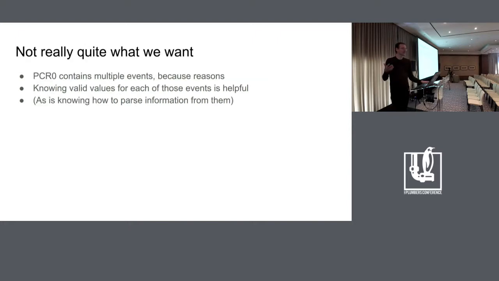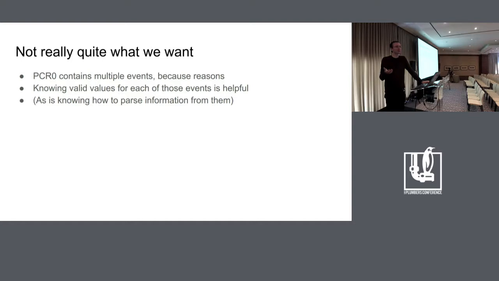However, as I said, PCR0 itself actually contains multiple events. And ideally, we want to be able to look at individual events rather than just the final value, both because it's informative. For instance, one of the events is supposed to be the firmware version, so having a cryptographically verifiable way of saying, okay, this platform is running this version of the firmware is useful. You can end up in situations where, depending on chipset revision, the PCR0 value may be different. And if you're able to see all the individual values, then you can figure that out and handle it appropriately. So knowing the valid values is useful, as is knowing how to parse information from them.